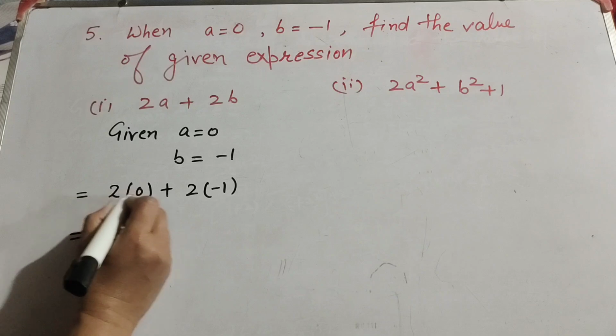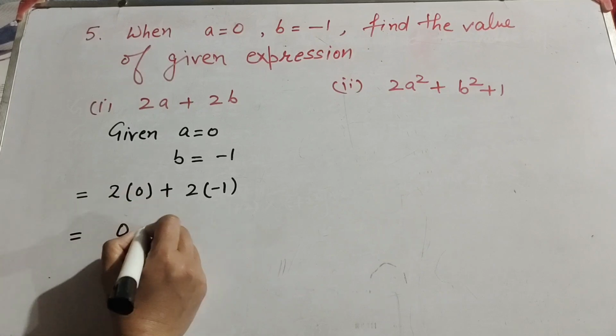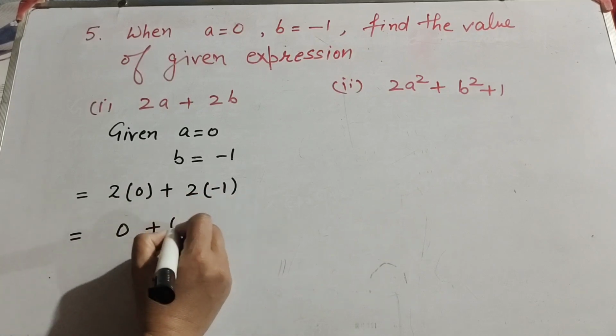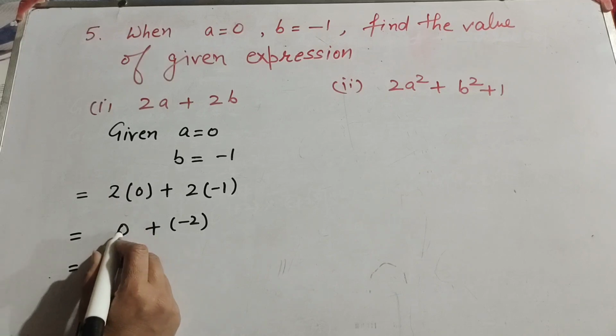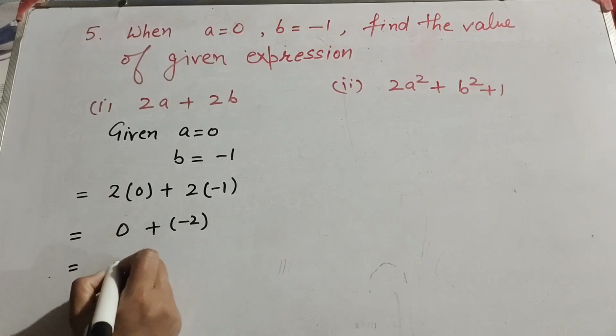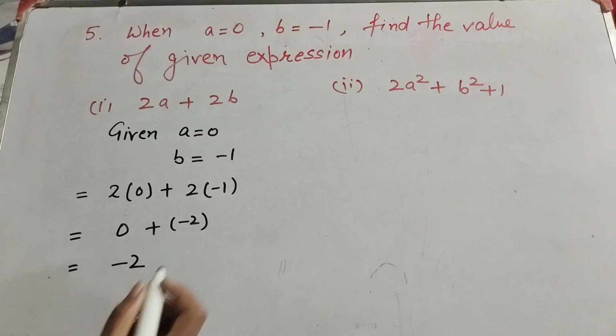So 2 into -1. 2 into 0 is 0, plus 2 multiplied by -1 is -2. It is equal to 0 plus -2, which is equal to -2. So this is the answer. Now we move to the second part.